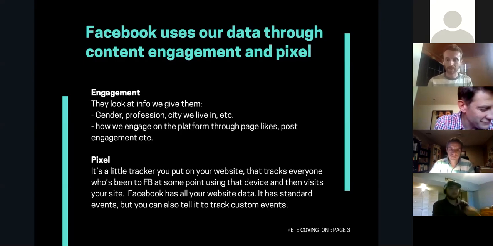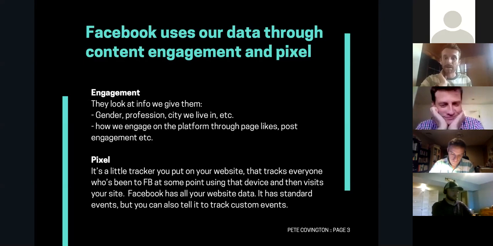And beyond that, they also track us outside of Facebook. With the Facebook Pixel, which is a little tracker that as an advertiser you would put on your website, it tracks everyone who's been to Facebook at some point on that device that they're using, and then visits your site.